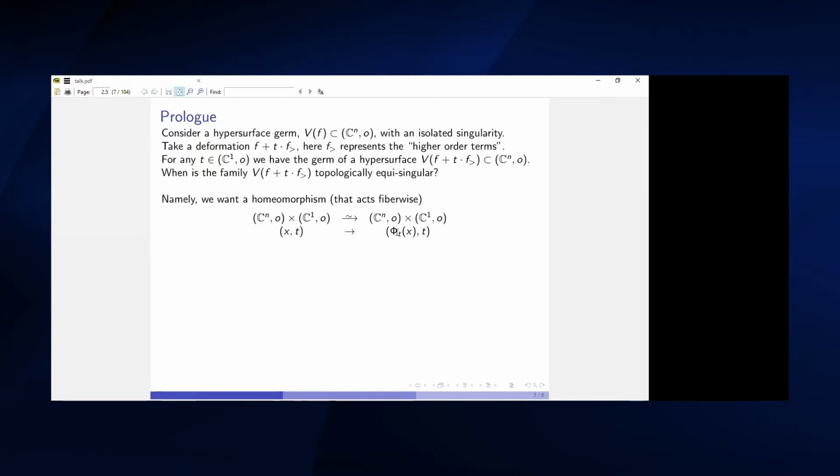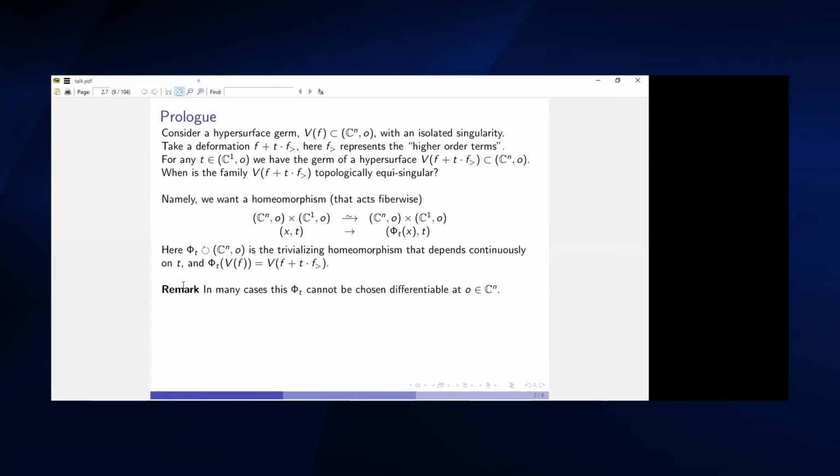And the most important thing is the first coordinate. And here, φt is the trivializing homeomorphism. Yes, it is some automorphism of the germ of Cn. It must depend continuously on t. And what it should do is send the initial member of the family, the initial hypersurface, to the deformed hypersurface. So this is the trivialization.